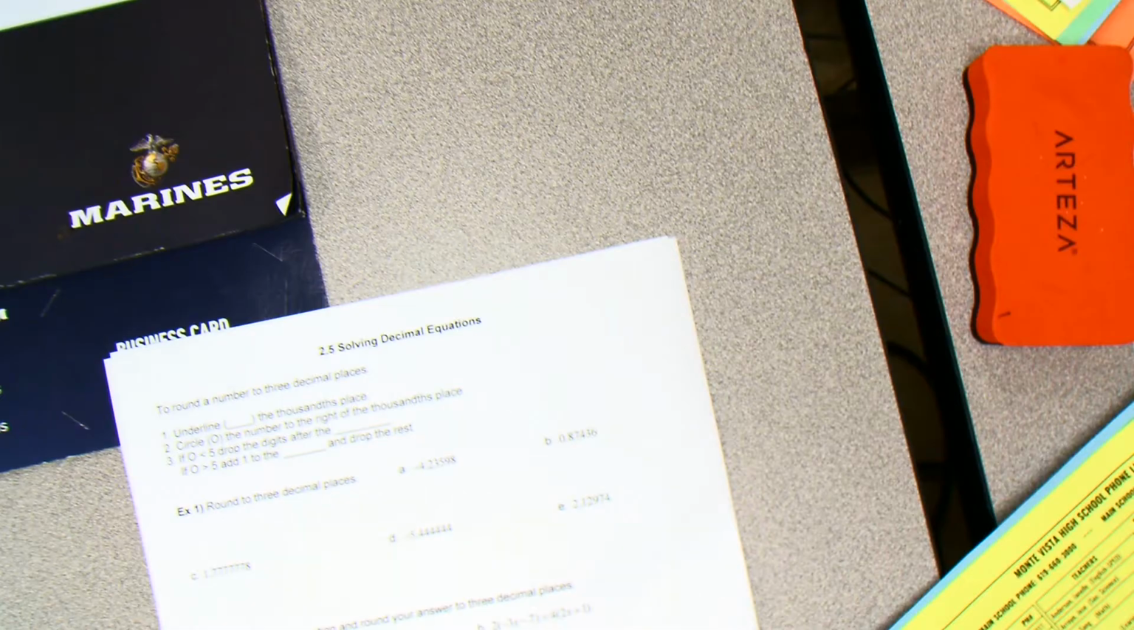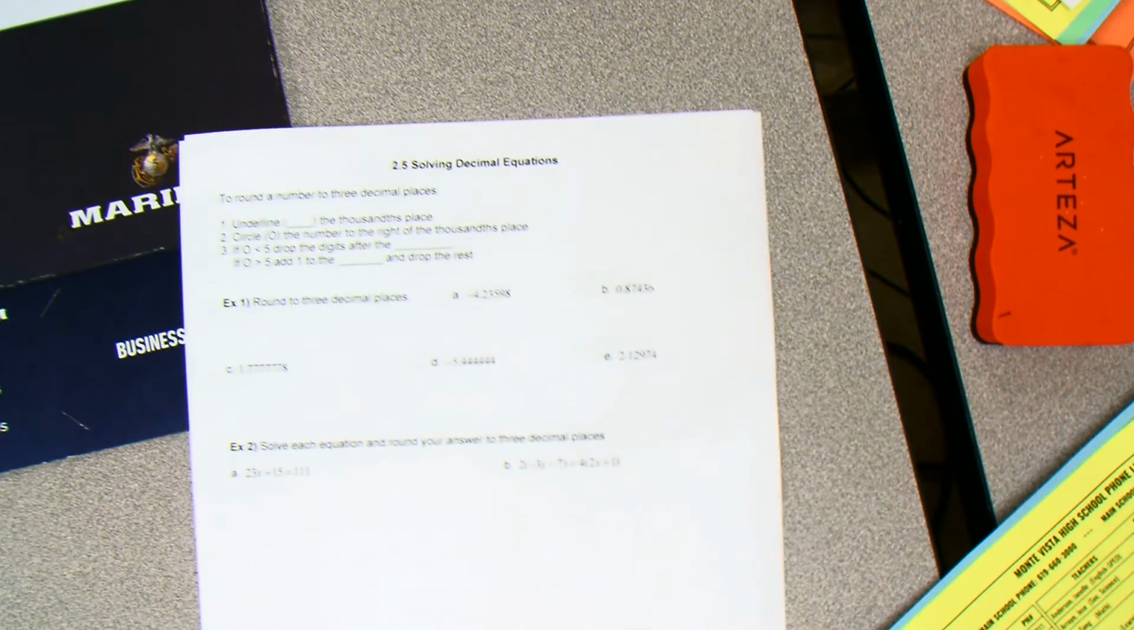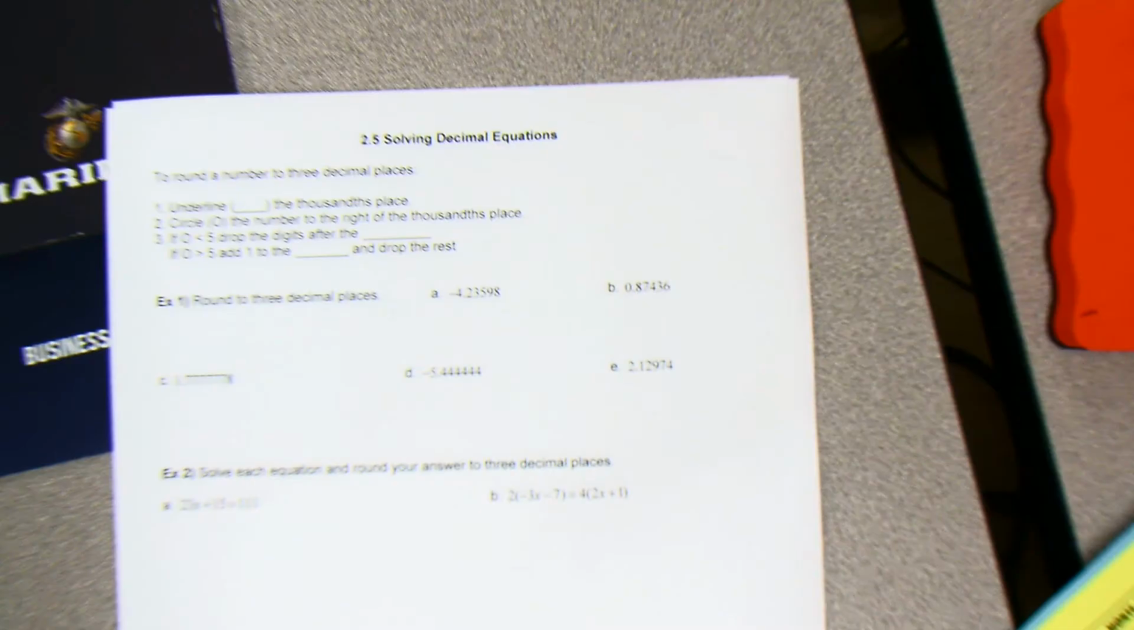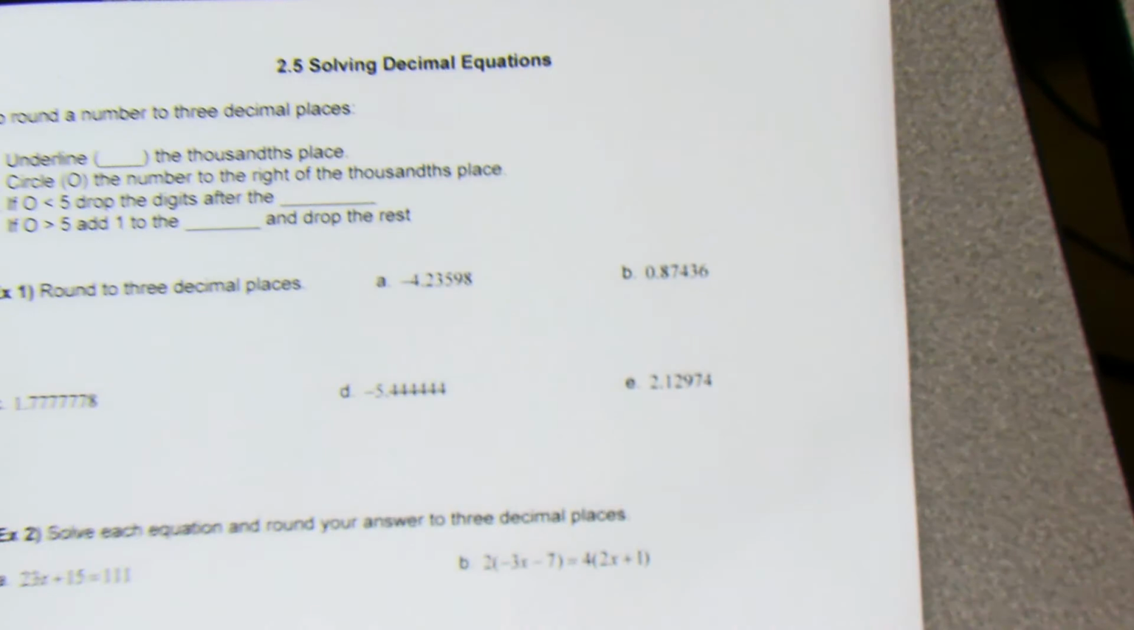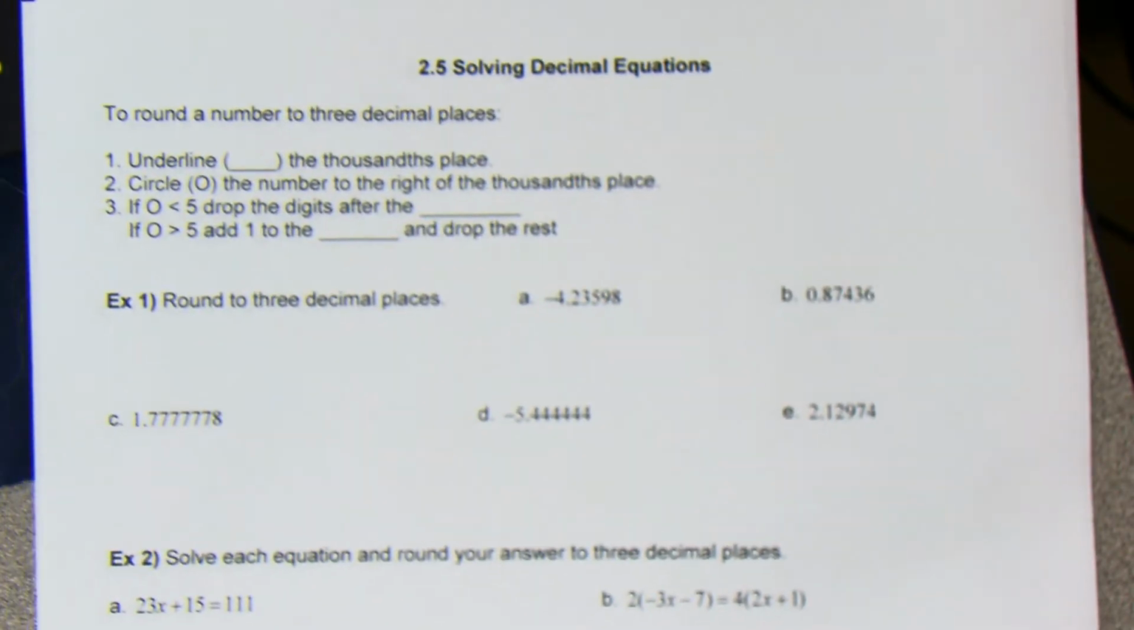All right, Monarchs, welcome to the first video for lesson 2.5. It is solving decimal equations. It's also some rounding. We're going to start with some rounding to the nearest thousandths place, which is 3 decimal places. And then we will solve some equations using decimals.